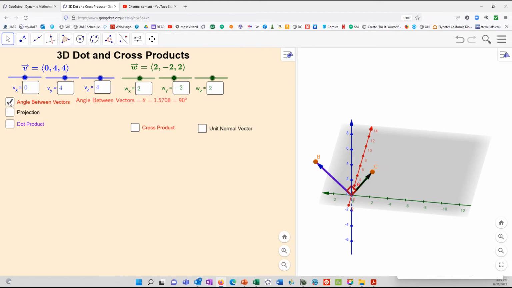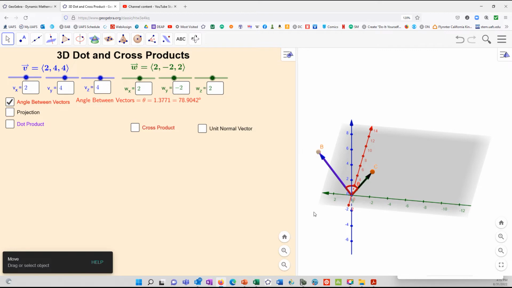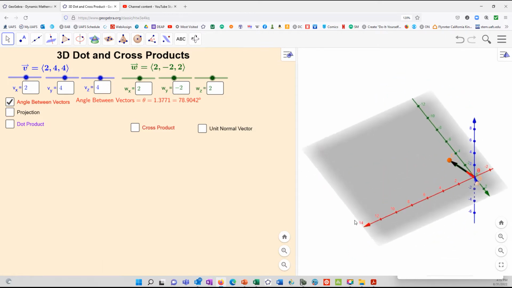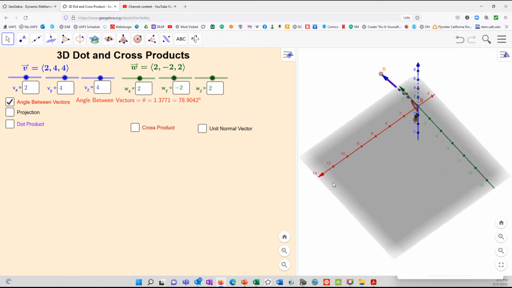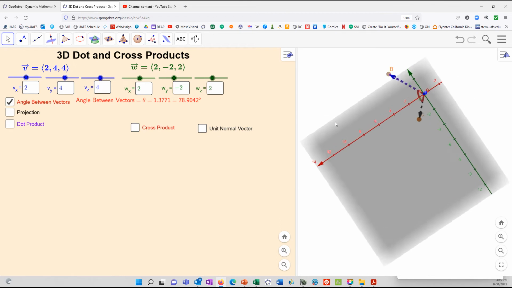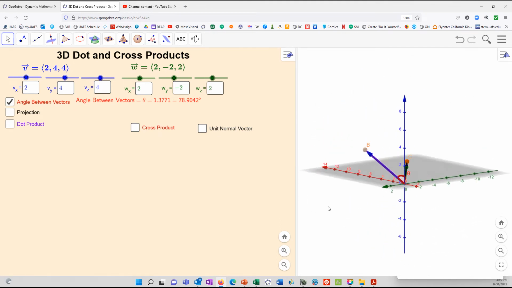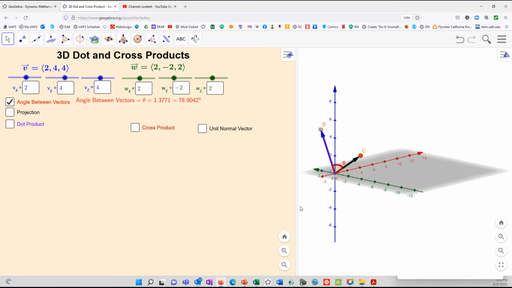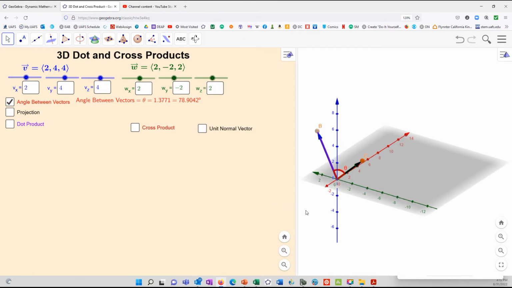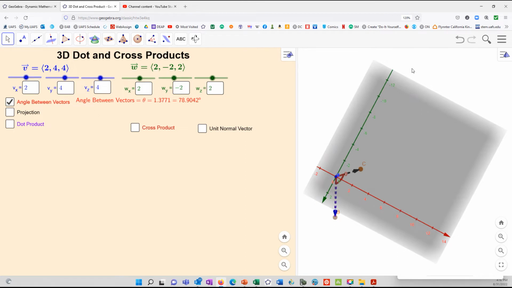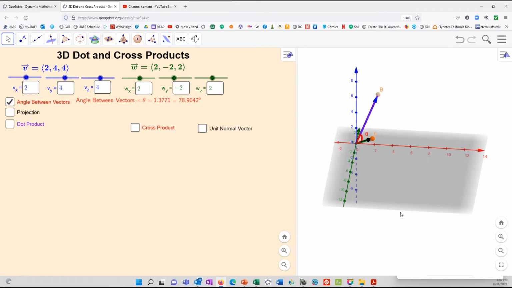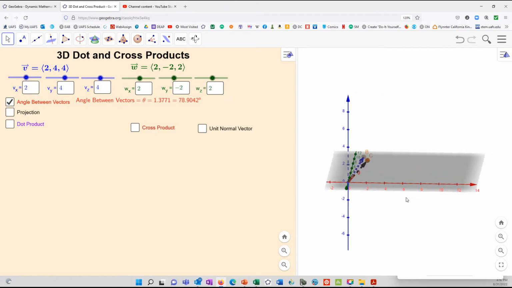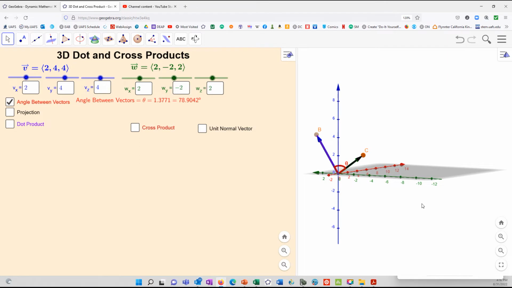Now, we can look at the angle between the two vectors. Oh, look at that. I made them a right angle at the moment. Let's make it where it's not a right angle. So there we go. And you can also see, if you kind of look at it, that those define a plane. There's exactly one plane that contains those two vectors. So just looking at it from different angles, you can kind of see what's going on there.